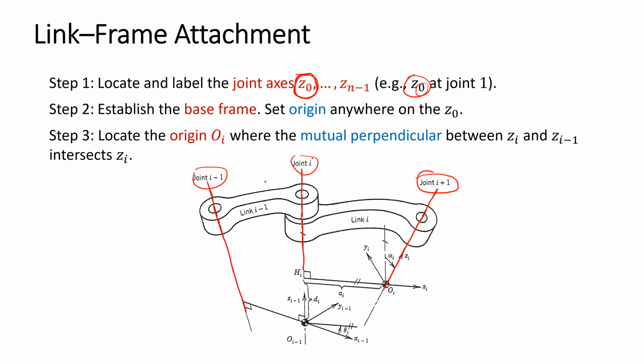For example, if this is joint i, the z-axis will be Z(i-1). If this is joint i+1, the z-axis will be Zi. The number of the frame will be one step less than the order of the joint.